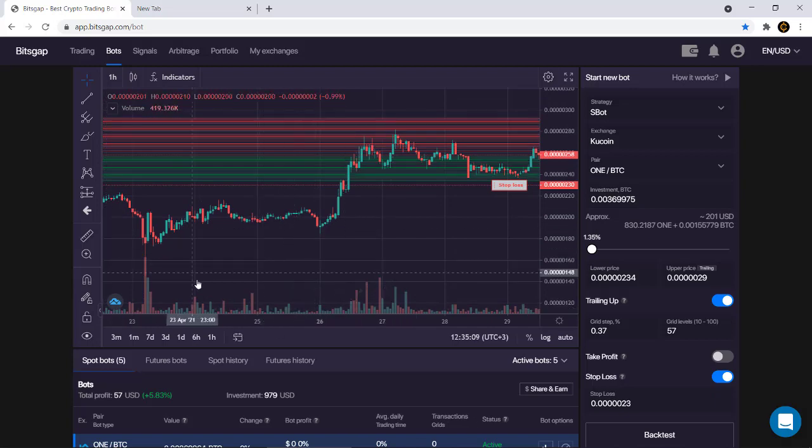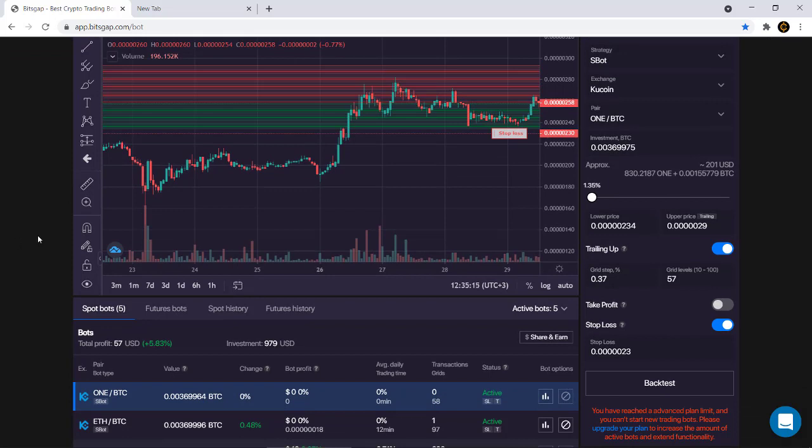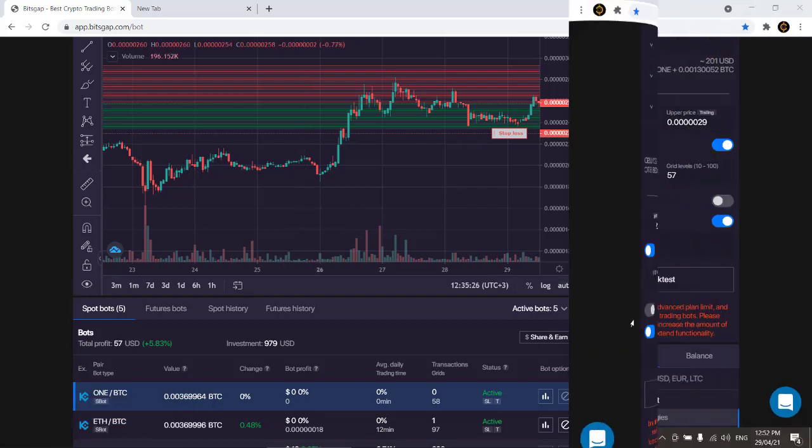Right, so now it's starting the grid bot, and it will start trading. It says bot started, and we'll wait and see how it goes.